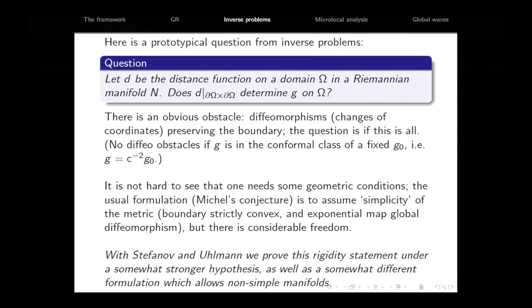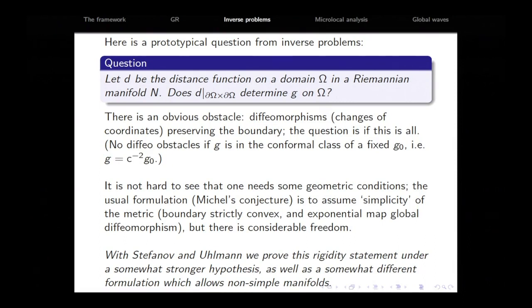All right. So I'm going to switch to the inverse problems, given how time is going, and probably much of the rest is going to be on inverse problems. So here the inverse problem is determining the metric on the Riemannian manifold from a restriction of its distance function to the boundary of this domain.